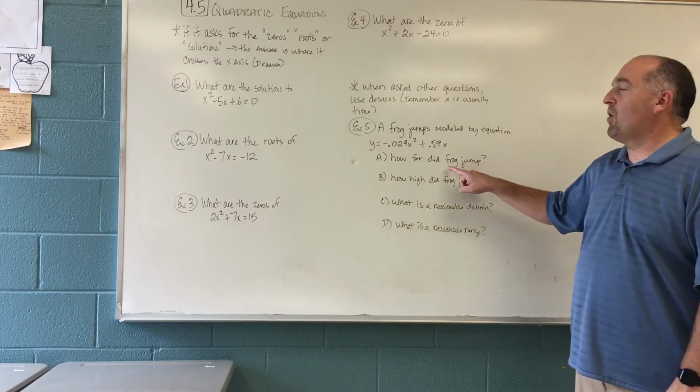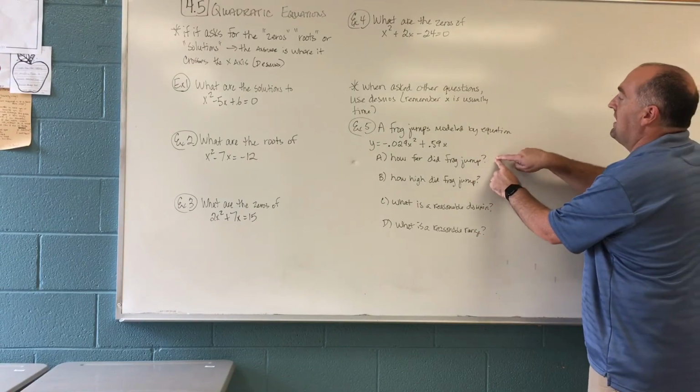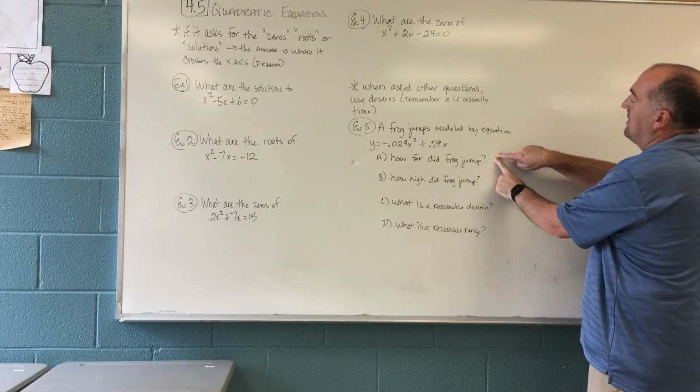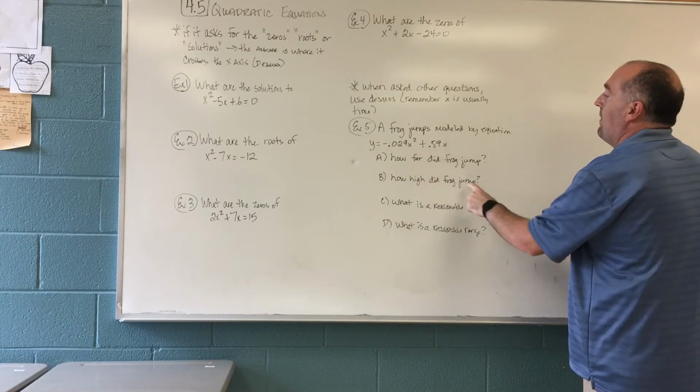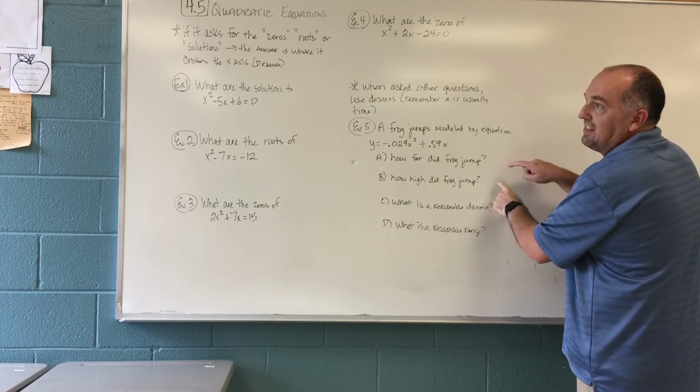So if we're talking about how far did the frog jump, if the frog jumps, it's the quadratic. So when it hits the x-axis is when it lands. And we'll talk more about that over there. How high did it jump? That's the y in the vertex.